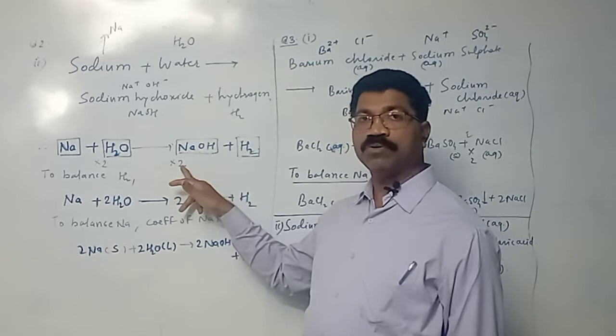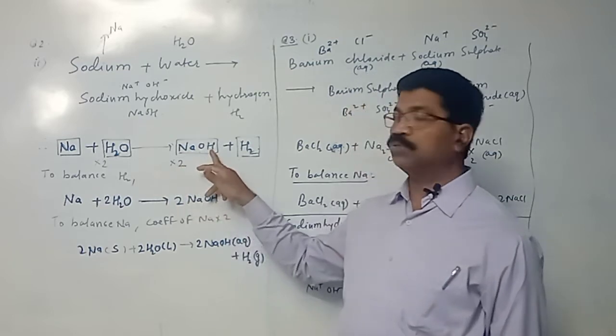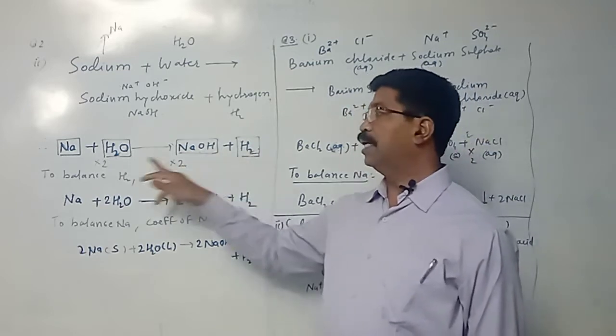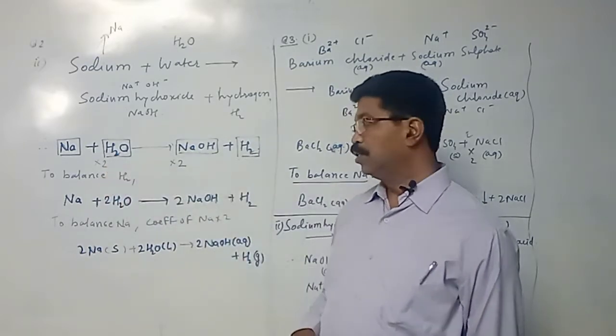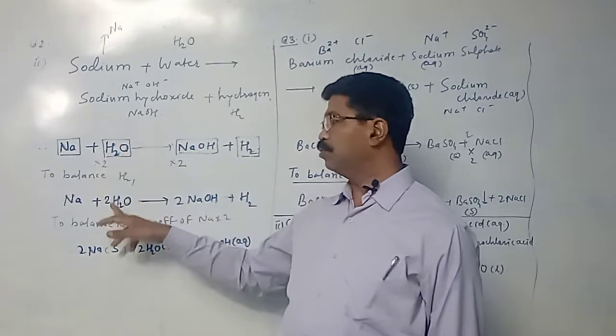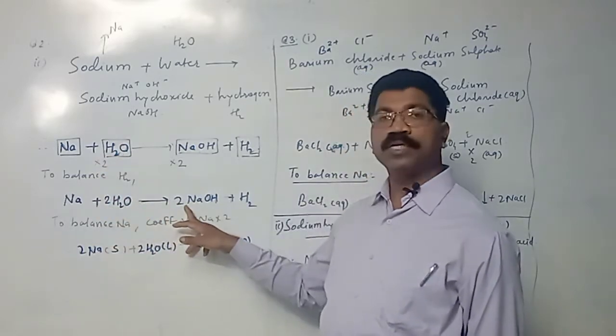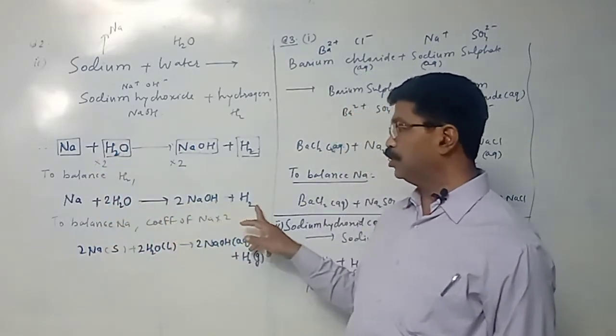When I take coefficient 2 over here, it will be H2 and 2, that is H4. You have to multiply by 2 so that hydrogen will be balanced. So I will take coefficient 2 to H2O, so it is 2H2O. I will take coefficient 2 over here, so it will become twice NaOH plus H2.